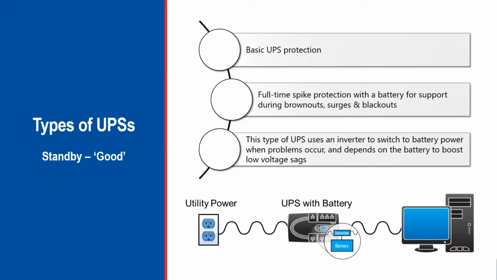So the first type of UPS I'm going to go over is going to be the standby, or the good solution. This system is utilized to protect most security components. The strength here lies in their simple hardware, which allows them to provide full-time spike protection and backup power for blackouts while maintaining a low purchase cost. This is typically achieved by using an inverter which switches to battery power anytime an anomaly is detected.